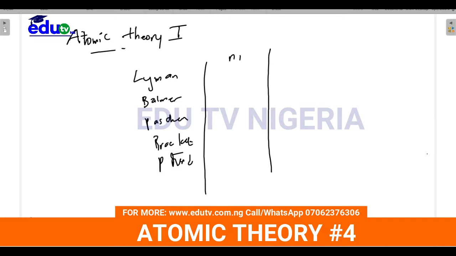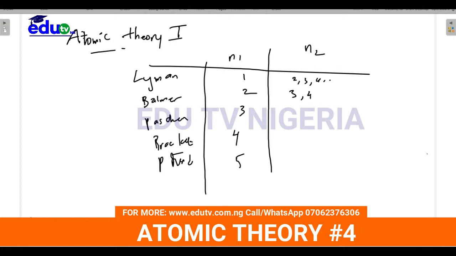We have the N2. This N1 is 1, and this N2 is 2, 3, 4, and so on. For the next, N1 is 2 and N2 is 3, 4, 5. Then N1 is 3 and N2 is 4, 5, 6, and so on and so forth.